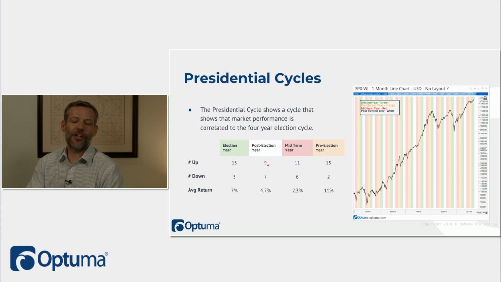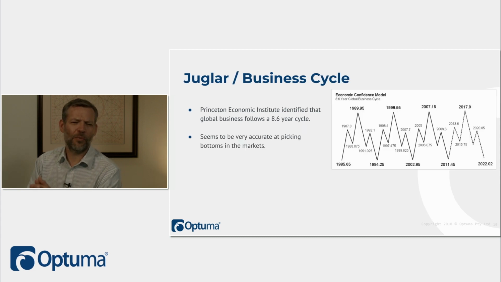So anyway, that's the presidential cycle. It's an important cycle to know. It obviously has an effect because of the influence of politics on business or the other way around. Not sure which one influences what. The juglar business cycle, Princeton Economic Institute identified global business follows an 8.6 year cycle. Again, it's an important one to know there.